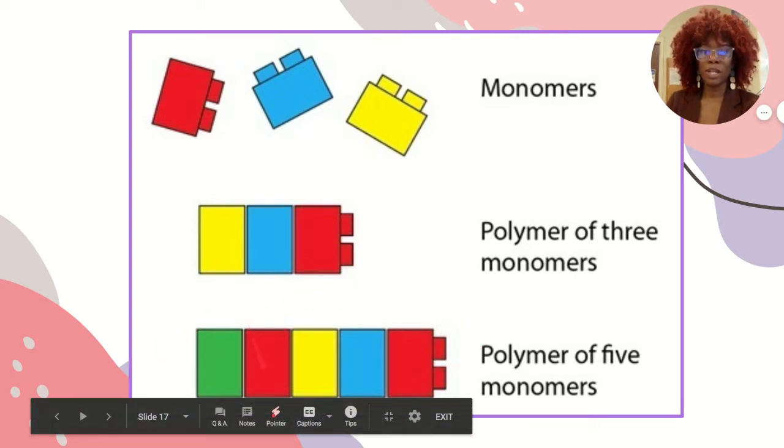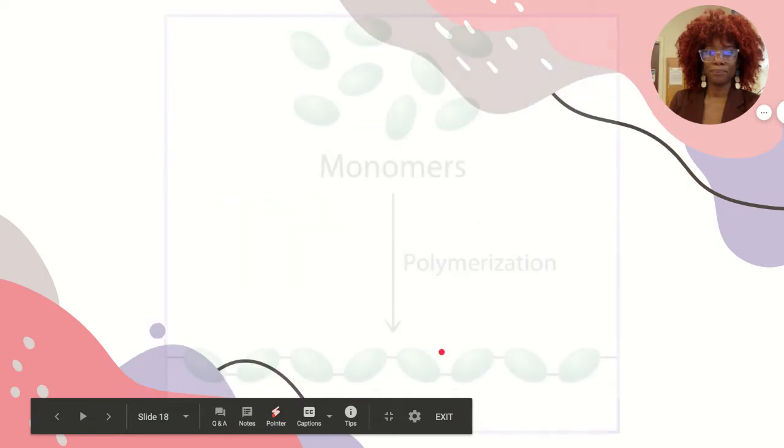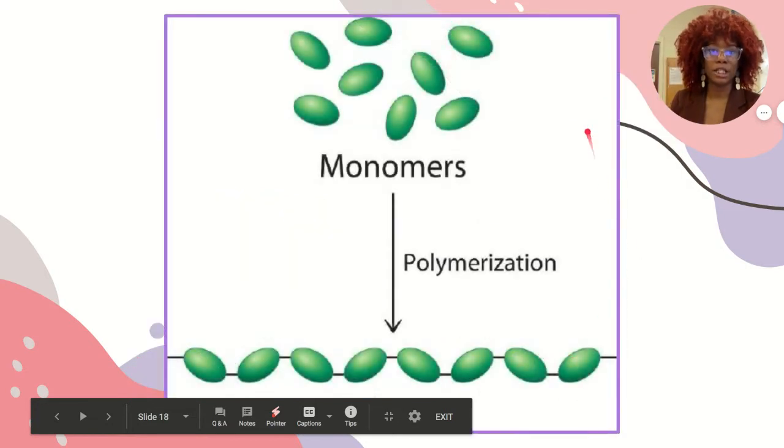Well, as you can see, there are many repeating pieces that are the same thing, so I know a monomer is going to be one of those Lego pieces. This right here is a monomer. This here is another monomer, another one, and another one. But if I'm referring to them as a group, they're going to be the polymer. Okay. We're going to look at some more representations of this.